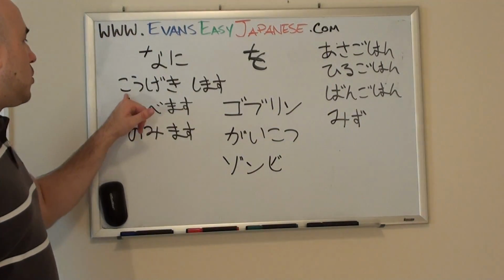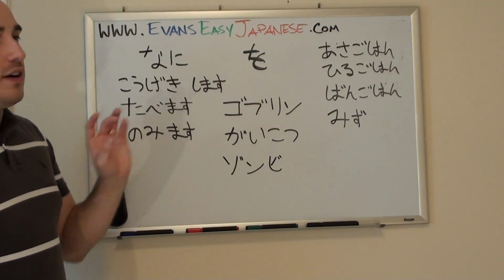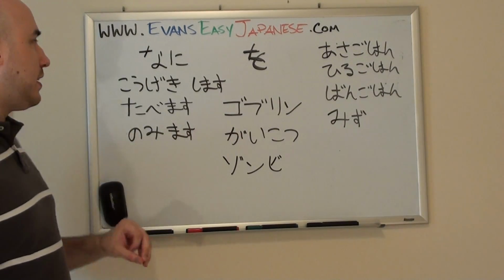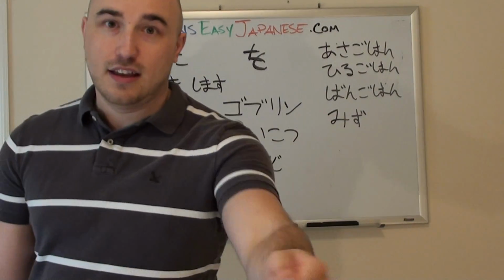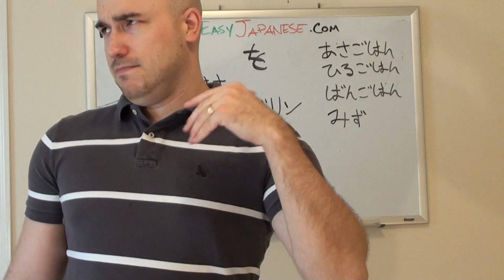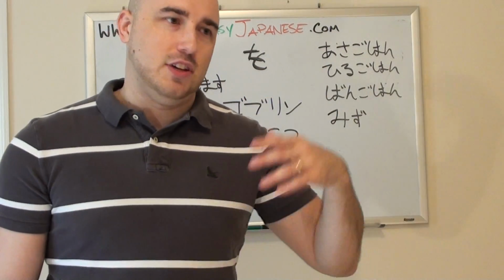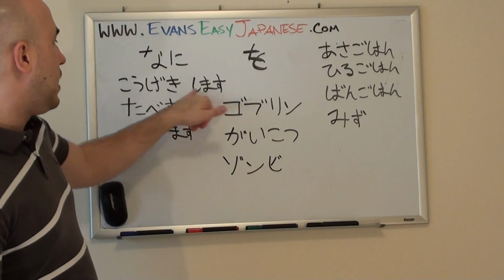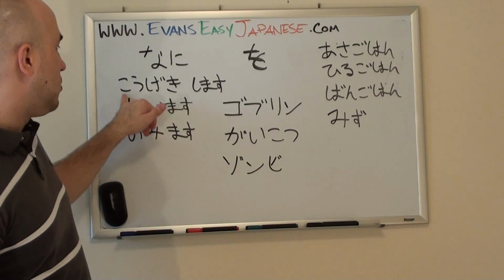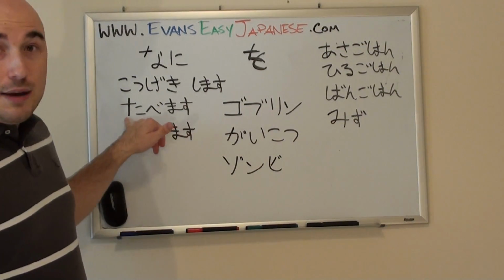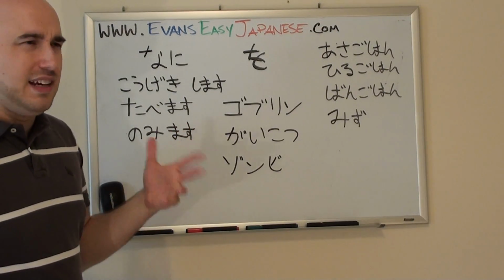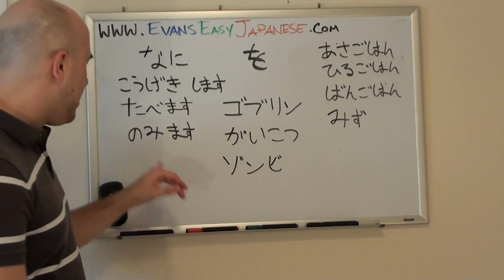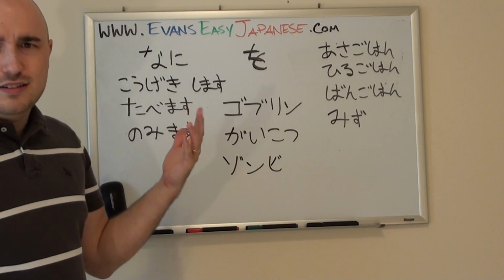All right, next we have kogeki shimasu. We're starting to learn fun verbs. Kogeki shimasu means to attack something. So if your druid is attacking a goblin, you're going to say, Druid ga goblin o kogeki shimasu. We're going to attack the goblin. Kogeki shimasu, attack. Tabemasu, eat. I guess maybe you want to eat a goblin? I don't know. Nomimasu, drink.